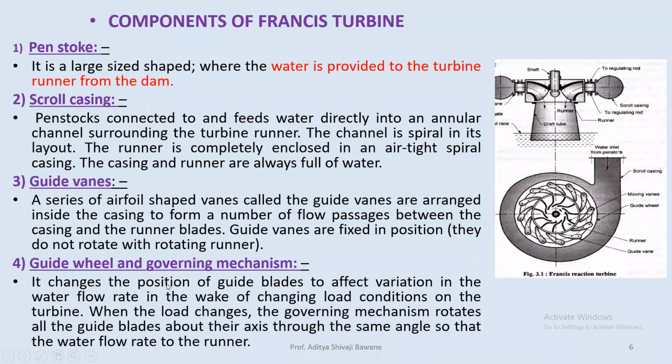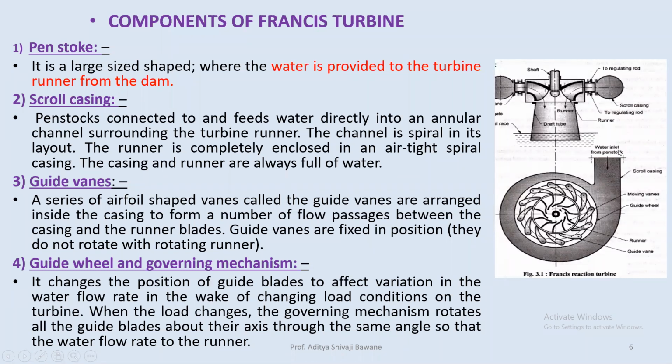Next is guide wheel and governing mechanism. The guide wheel will change the position of guide blades to vary the flow rate in the wake of changing load conditions on the turbine. When the load changes, the governing mechanism rotates all the guide blades about their axis through the same angle so that the water flow rate to the runner is adjusted. So again in this case, we can adjust the flow rate.